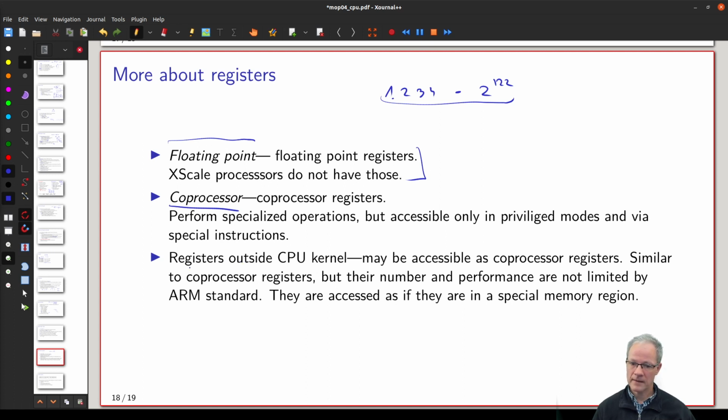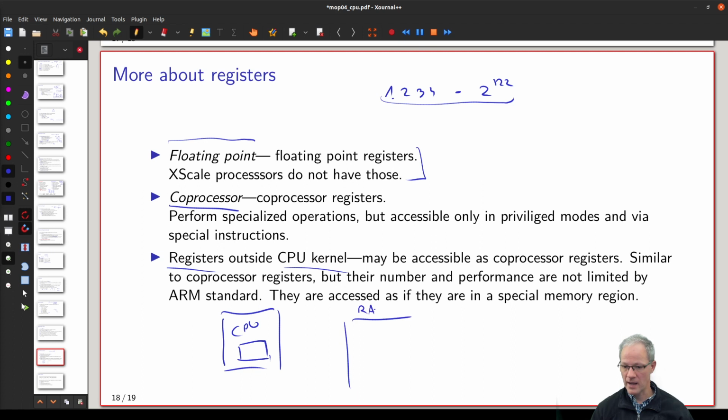And the registers outside the CPU kernel. The CPU kernel is where all the action happens, but there can be some registers on the side as well. Those registers are like the unlisted ones. Remember there was this undefined mode where you could use some specific functions. For example, when you have a CPU, you have all the registers in there. But now I'm telling you that you could have some registers that are sitting in the RAM. Okay.